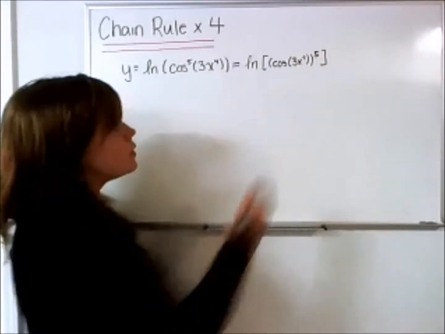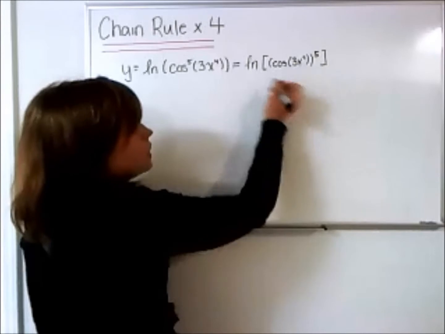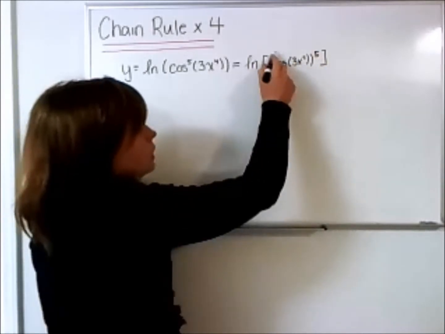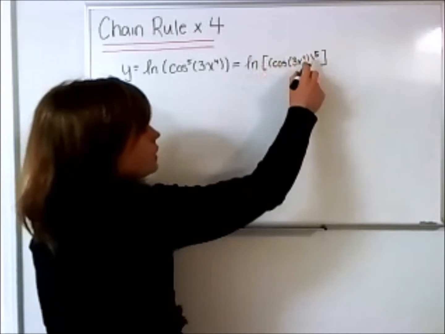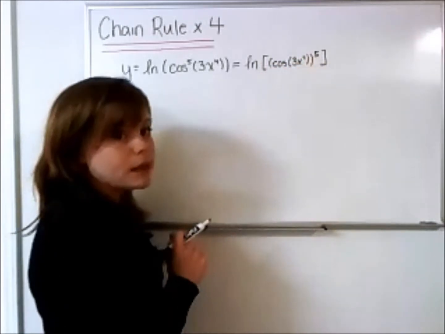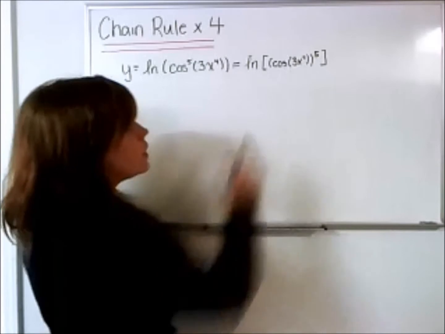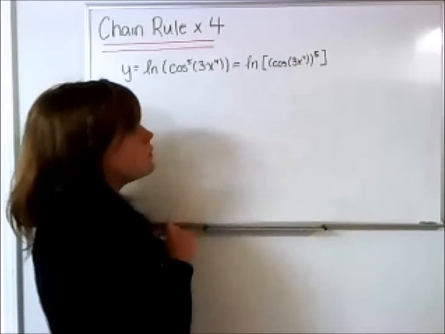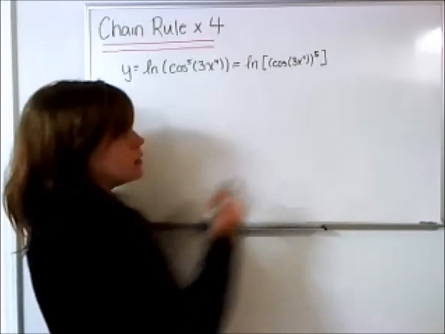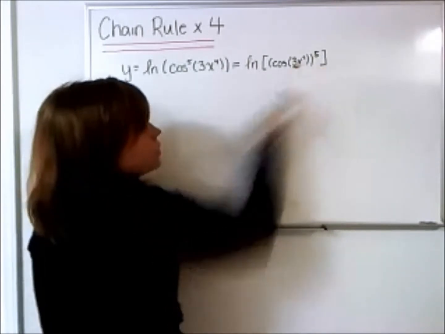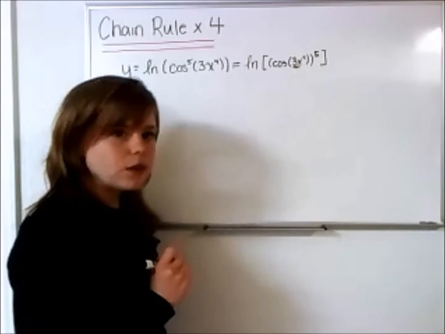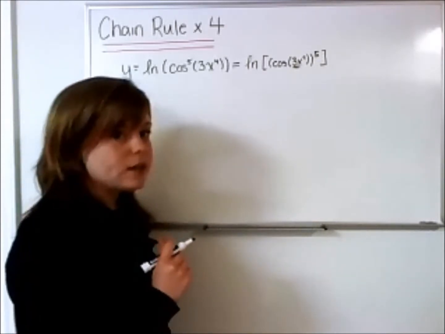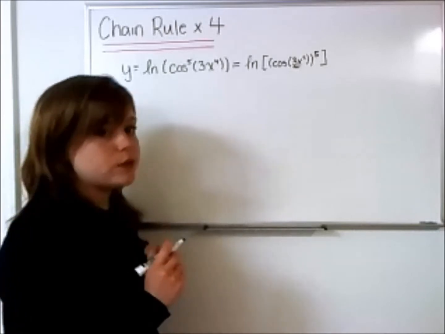And the reason I wrote it this way was it clearly shows that the outside function is the natural log. As we go inward, we then have a quantity raised to the power of 5, that being the second function we're concerned about. Going inward a little further, we now have this cosine function, and the final, most inner function to worry about is this 3x to the fourth. Okay, so to begin and to organize myself, I'm going to write out each of those functions.